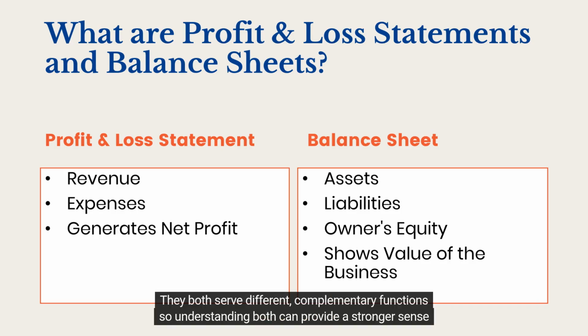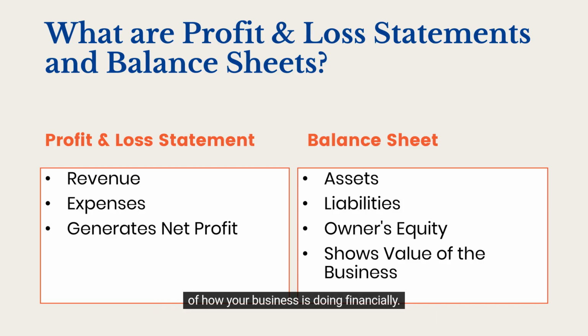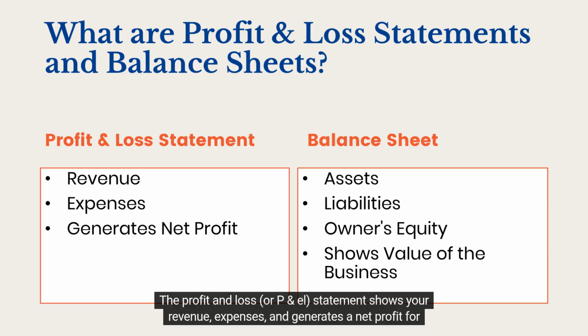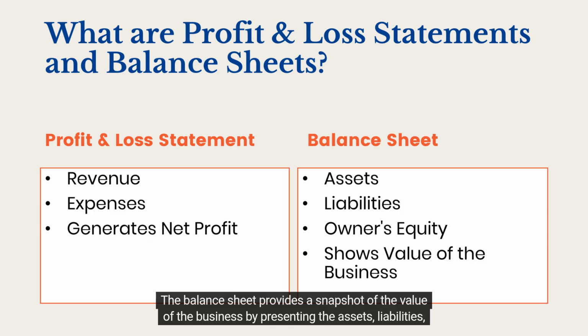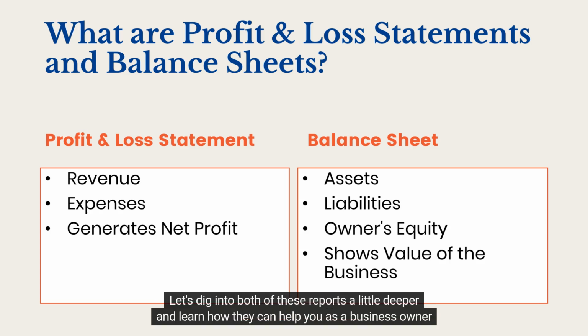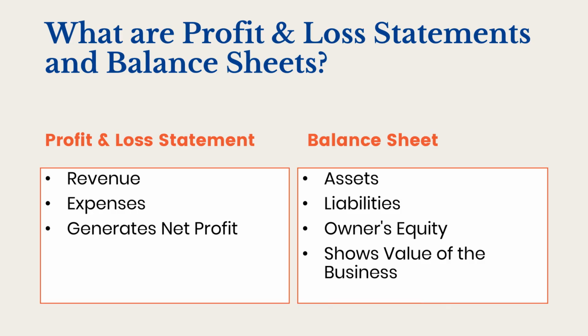They both serve different, complementary functions, so understanding both can provide a stronger sense of how your business is doing financially. The profit and loss, or P&L, statement shows your revenue and expenses and generates a net profit for a specific time period. The balance sheet provides a snapshot of the value of the business by presenting the assets, liabilities, and owner's equity. Let's dig into both of these reports a little deeper and learn how they can help you as a business owner or director.